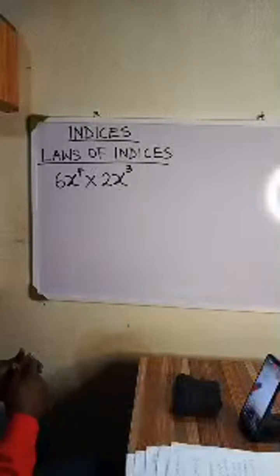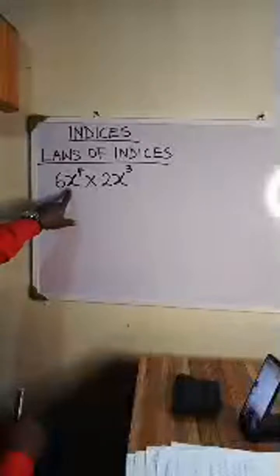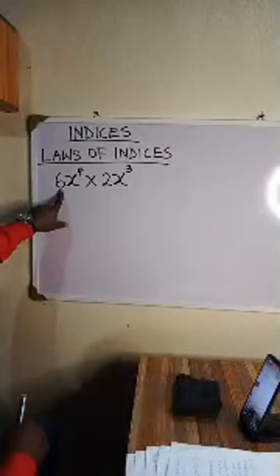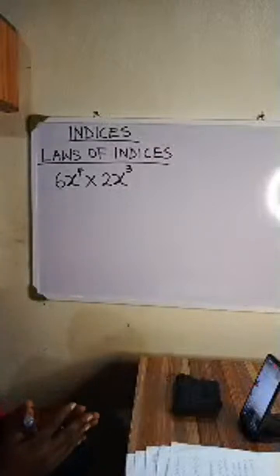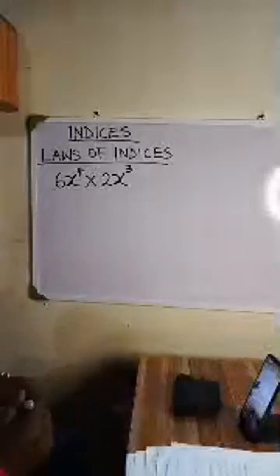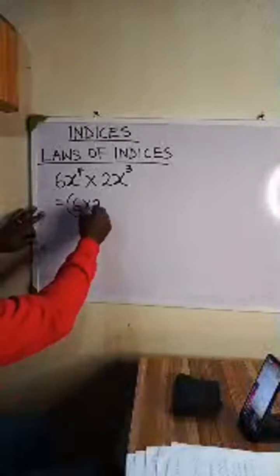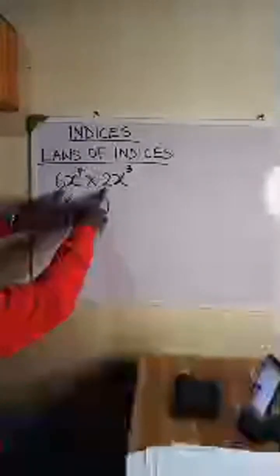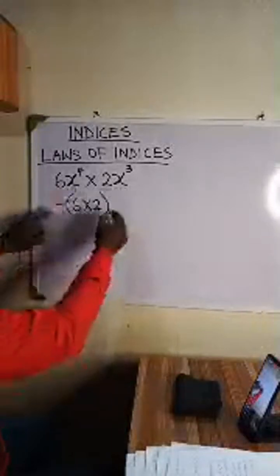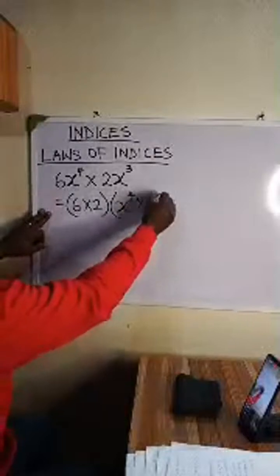When you have this situation where you have a coefficient, remember a coefficient is the number in front of the variable, in front of the alphabet. What you do to make your work easy is bring the numbers together and put them in one bracket. So this can be 6 times 2 in one bracket, since they are both numbers, and then the alphabets, you put them in one bracket. x to the power of 4 times x to the power of 3.